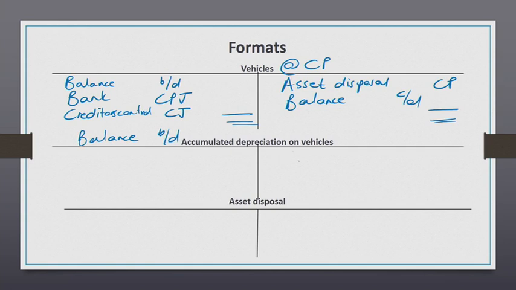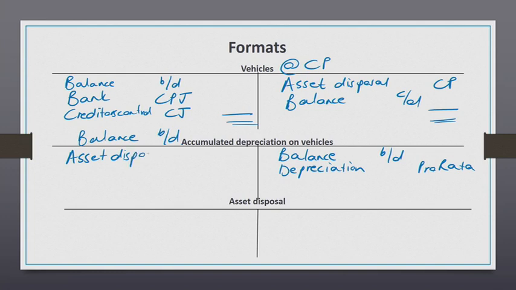Accumulated depreciation on vehicles will always start with a credit balance because this account decreases the carrying value of our assets. Then we write off depreciation on the date of sale. This will be when we sell during the year. We have to write off depreciation from the beginning of the year up to date of sale. Then we need to take out the total accumulated depreciation written off on that asset. We take that out to the asset disposal.